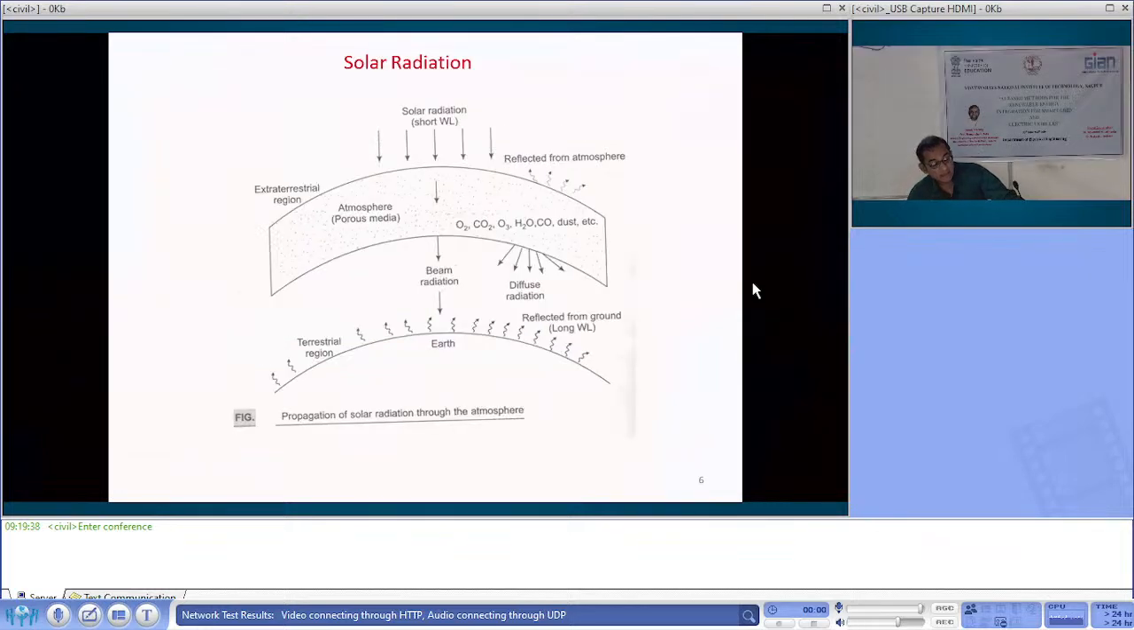Because for those who are new to this, I do not have any idea whether you have done any course on solar. If you start from the sun, the solar radiation at the top is shown as a short wavelength. Then the first is the extraterrestrial region above the atmosphere. Part of the radiation reflected from the atmosphere is shown. Then in the atmosphere we have O2, CO2, O3, H2O, CO, dust, etc.